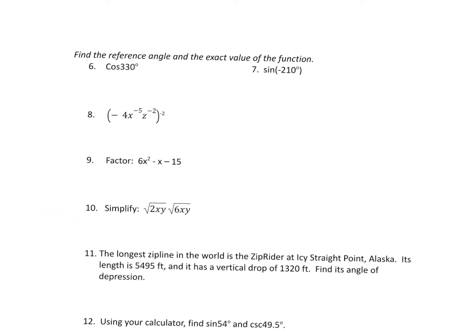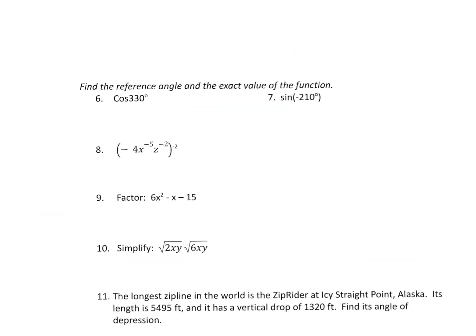Number 6, find the reference angle. The reference angle is how far away from the x-axis it is. So this time the reference angle is 30. Anytime you have a cosine of a 30-degree angle, you're going to be dealing with the square root of 3 over 2. Your job is to figure out if it's positive or negative. Because 330 is in quadrant 4 and x is positive in quadrant 4, that means it's positive. I don't know why I just put a negative sign. Sorry about that.